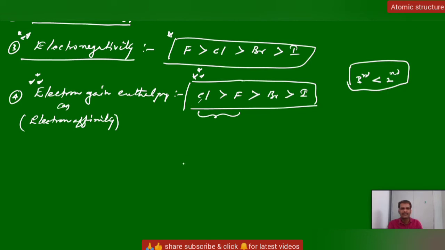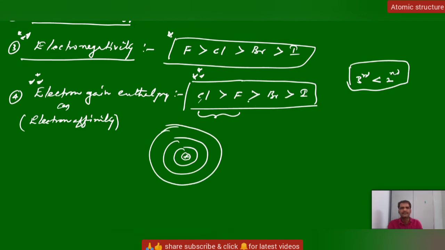Chlorine, atomic number 17, has a nucleus and 3 shells: first shell, second shell and third shell. Similarly, fluorine, atomic number 9, has a nucleus and 2 shells. The valency electronic configuration is 2s2 2p5 here, and 3s2 3p5 there. So the valency shell contains 3s2 3p5 electrons in chlorine, and 2s2 2p5 electrons in fluorine. Due to being more electronegative in nature, fluorine has a tendency to accept electrons.